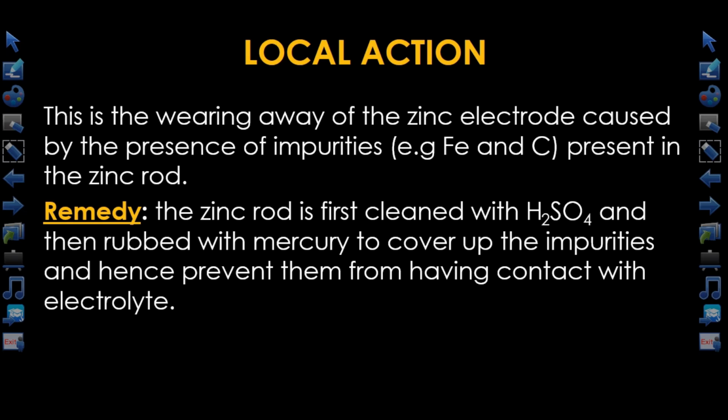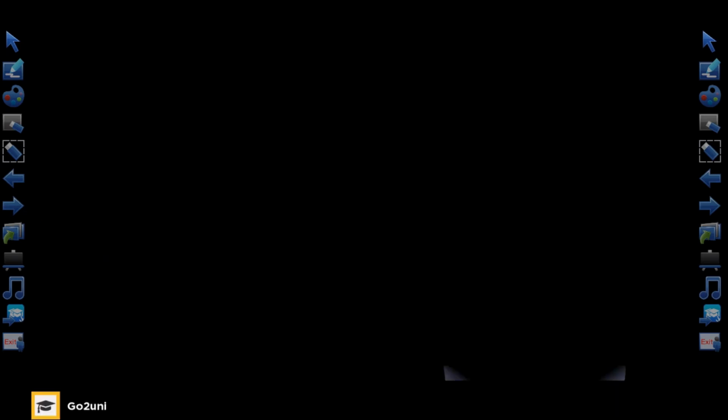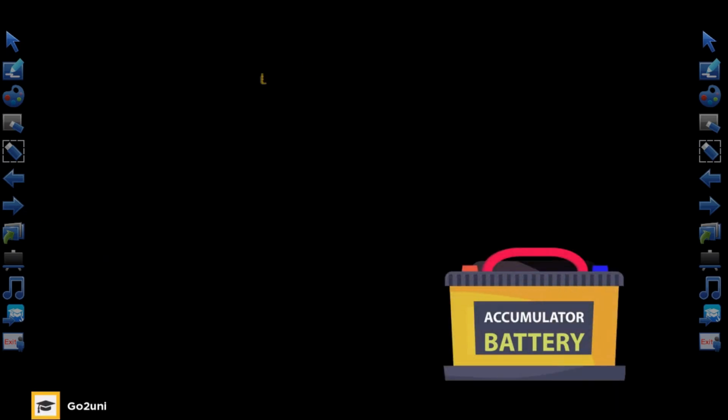of a primary cell. The dry Leclanché cell can take care of the polarization effect to some extent. But as we said before, it comes to a point where the production of hydrogen becomes more than the oxidation by manganese(IV) oxide, and hence polarization is not totally taken away. So these are the defects of primary cells. So next we take a look at the secondary cells, and we shall be discussing the lead accumulator.